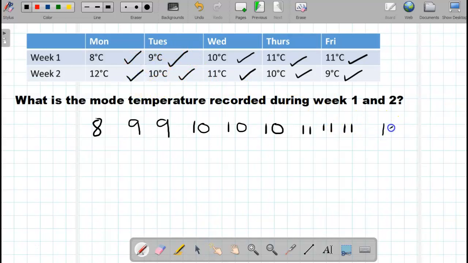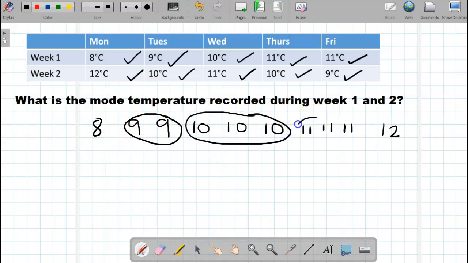So just like in the other question, let's see. I can see 2 occurrences of 9, 1 of 8, 1 of 12. But you've actually got 3 10s and 3 11s. And a lot of learners in this situation have no idea what to do. What is the mode? Because there were 2. You would actually say that this data is what we call bimodal.